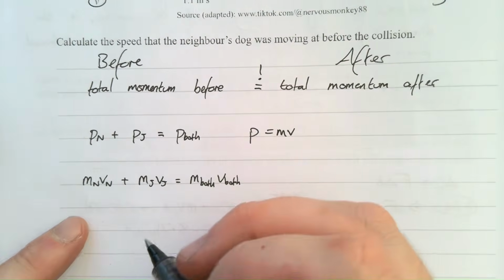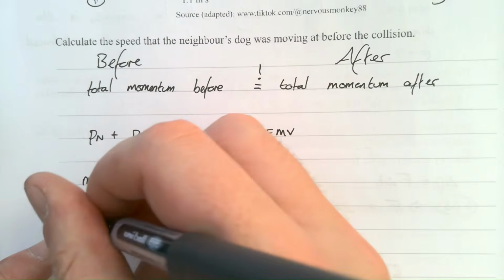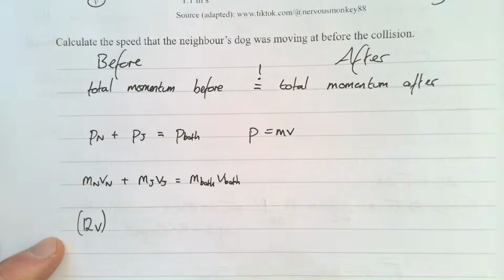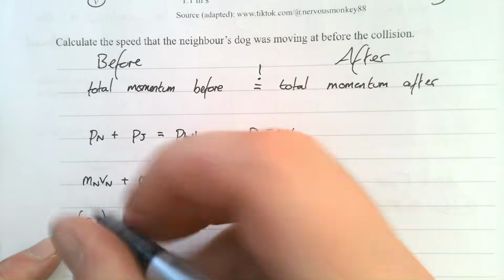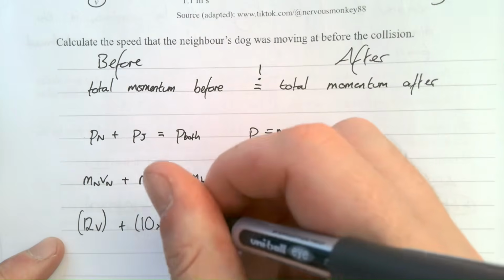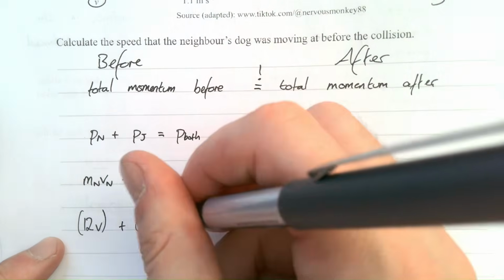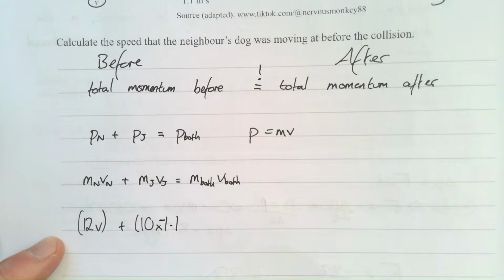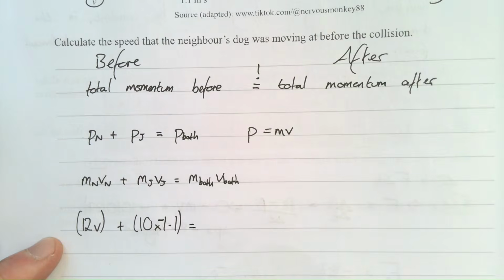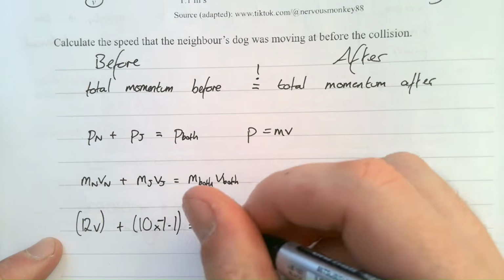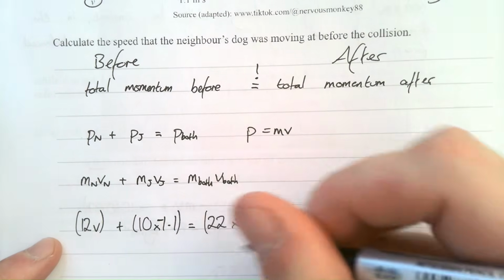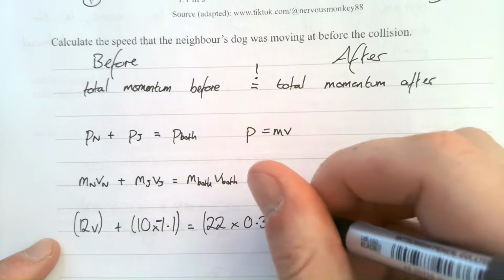So our mass of the neighbour's dog was 12. The velocity is v. We don't know what it is yet. We're trying to work that out. The mass of Jono's dog was 10. Its velocity was 1.1. But remember, it was our minus velocity. And then that must be equal to their combined mass, the mass of both dogs, multiplied by the velocity of both dogs, which was 0.3.